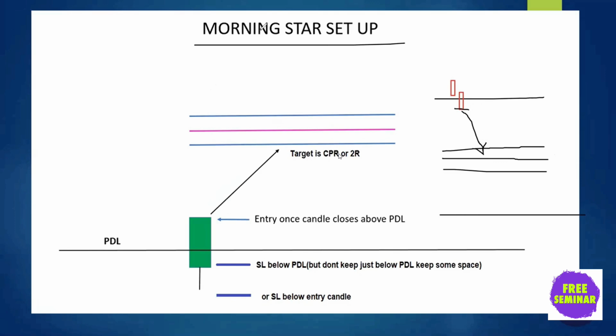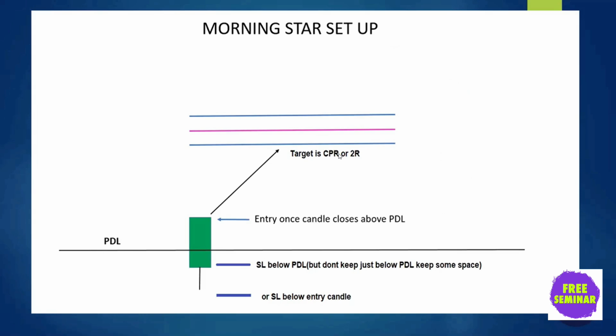So the morning star setup is just the opposite. The market opens with a gap down, don't go long, wait until a candle breaks the previous day low. Once the previous day low is broken, this is where you can take a long position, book profit at the CPR, because after that there is no major resistance until the CPR. So that is what morning star means. A green candle after a gap down breaks the PDL, just the opposite of the evening star pattern.